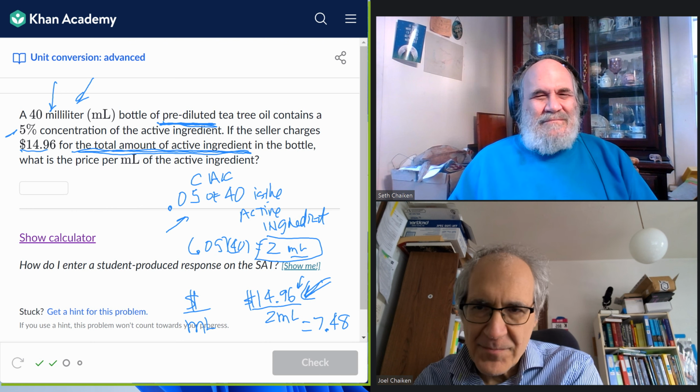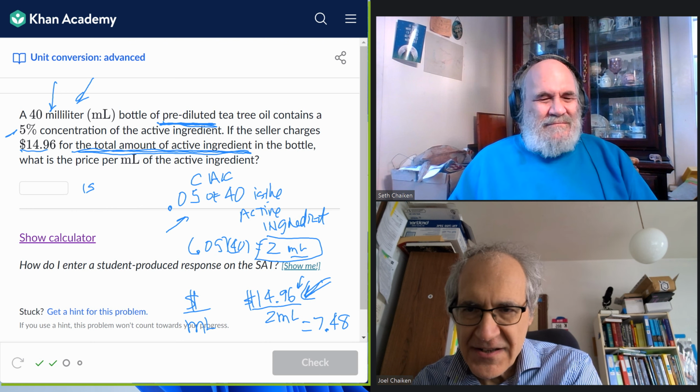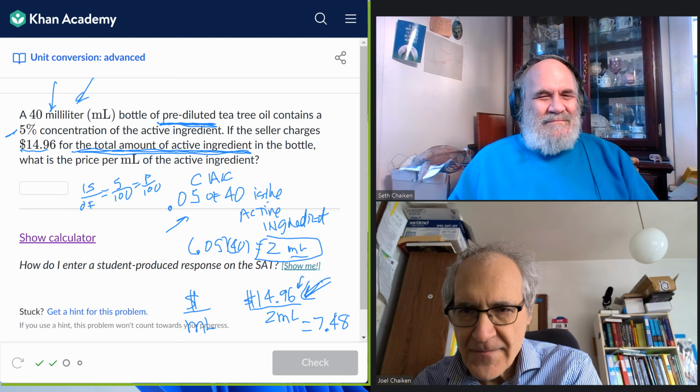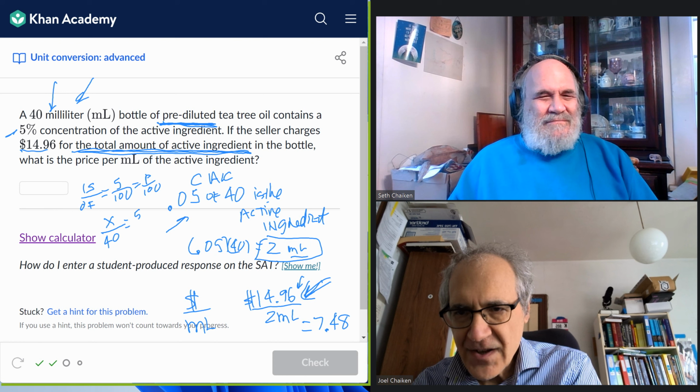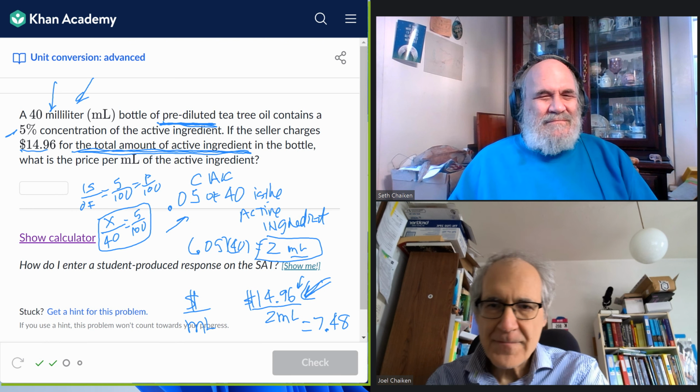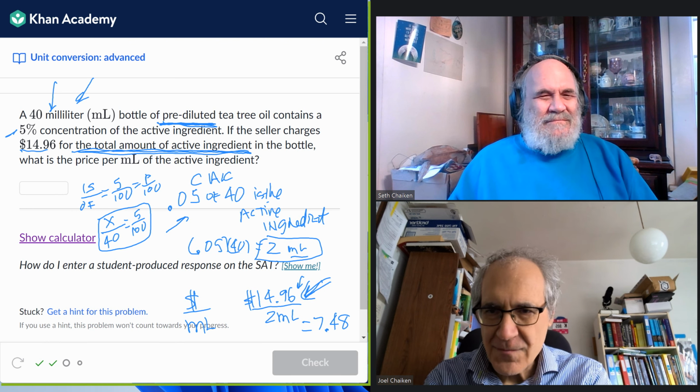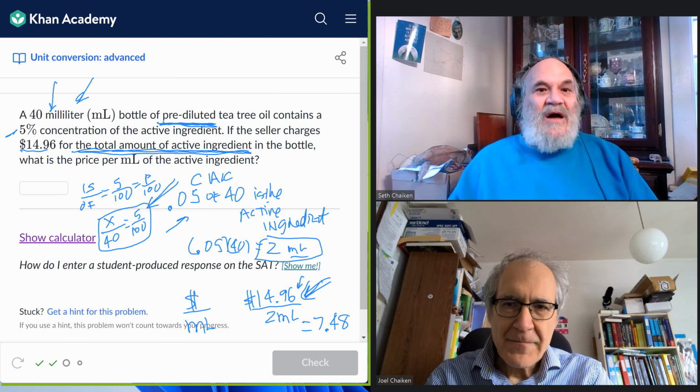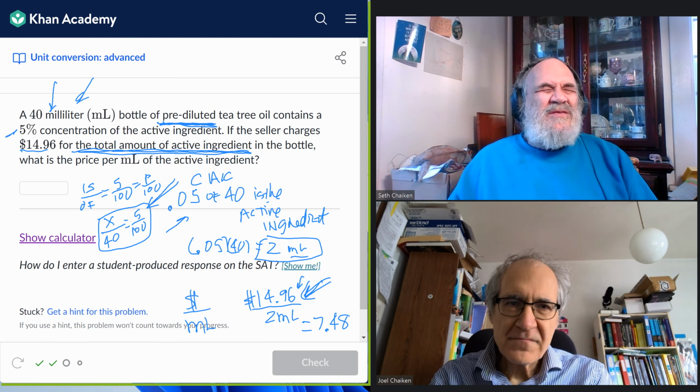Yeah, I like to think of the percent problem as "is over of": is over of equals percent over 100. The of is 40. So what is means x, of is 40, p is 5, and 100 is 100. You solve for x, and you see that x is 2. If you do it with this formulation, which is a really good way of doing it. Well, it's better to merely understand what it means.